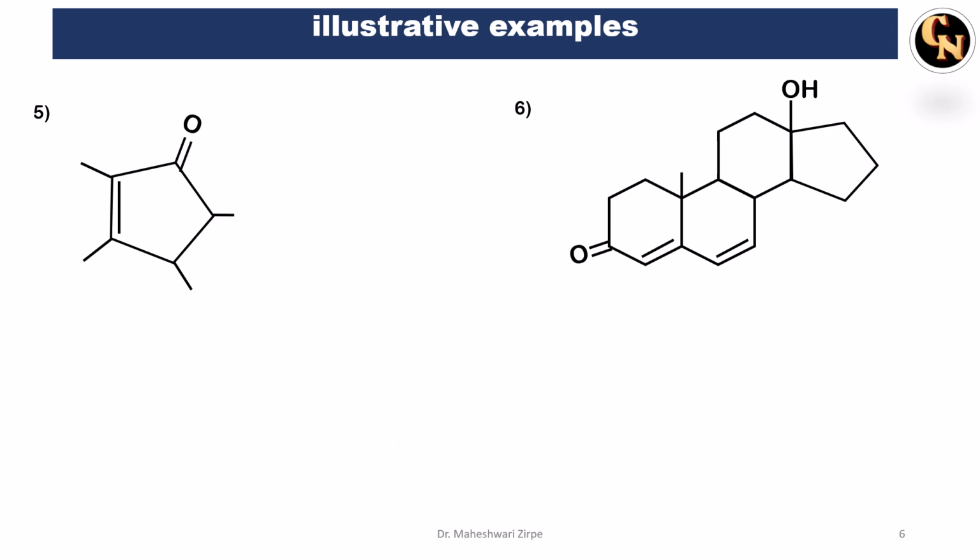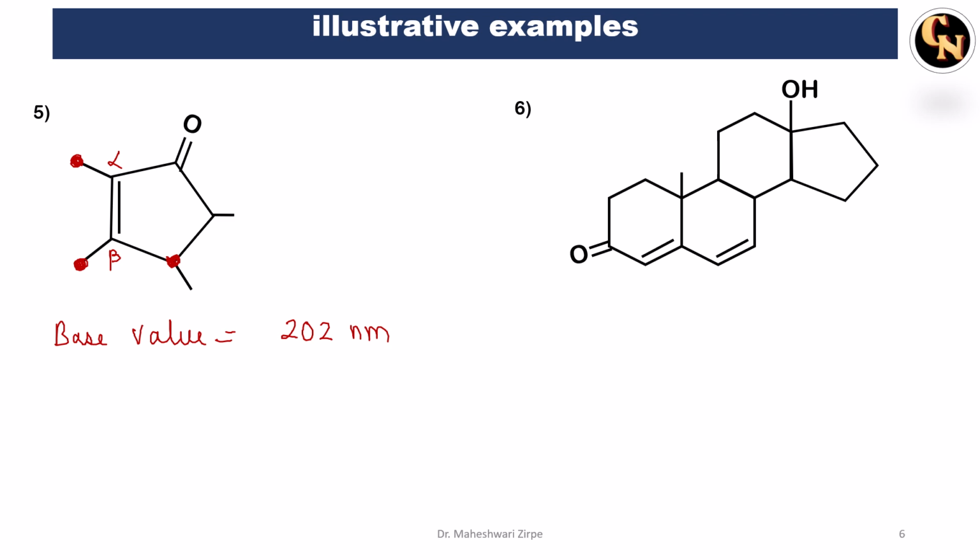The next one is question number 5. You can see a simple Enone system, 5-membered ring. So what you can write down is the base value. Base value for a 5-membered ring, we have already seen that it is 202 nanometers, correct? And this is your alpha carbon, this is your beta carbon. For alpha carbon there is one CH3 group. For beta carbon, CH3 and CH2, so there are two substituents.